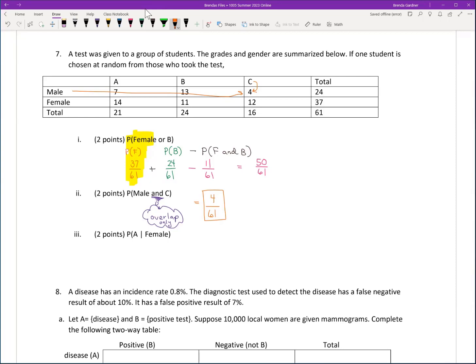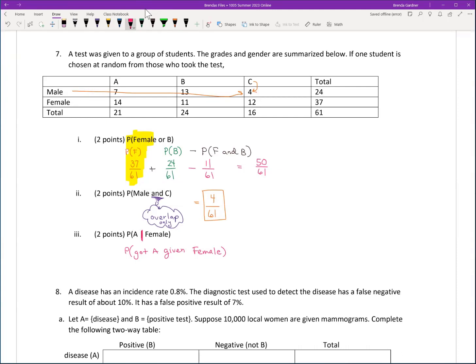Part 3, what's the probability of A given that the student is female? So we have to understand, first of all, how to read this. What's the probability basically that they received an A, given, that straight line means given, that they were a female. I like to think about this straight line as basically a numerator and a denominator.